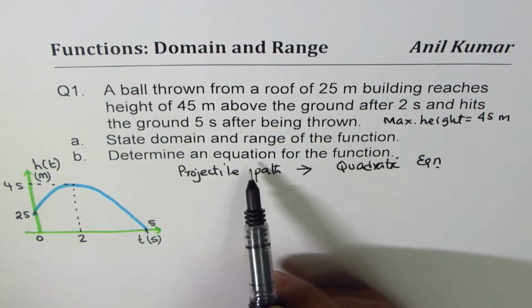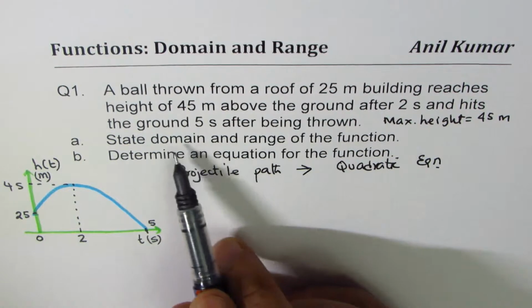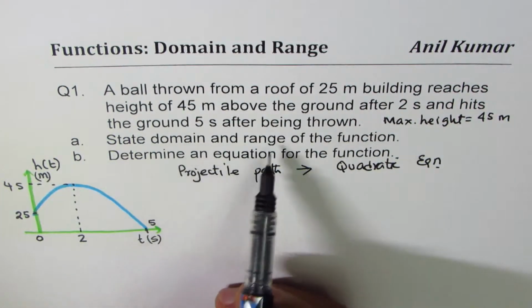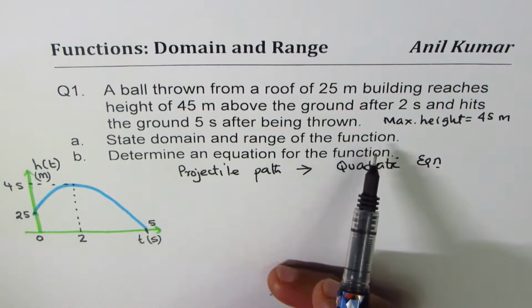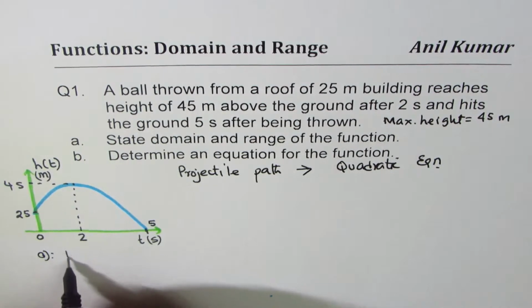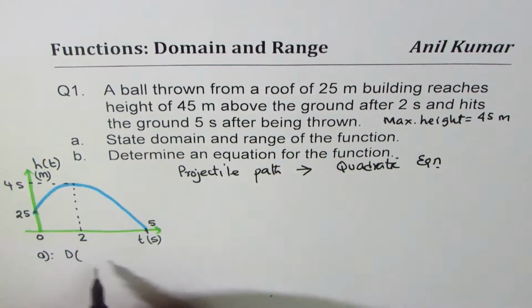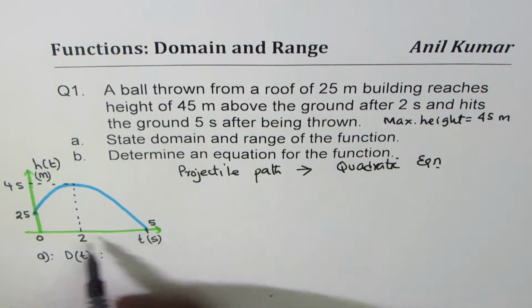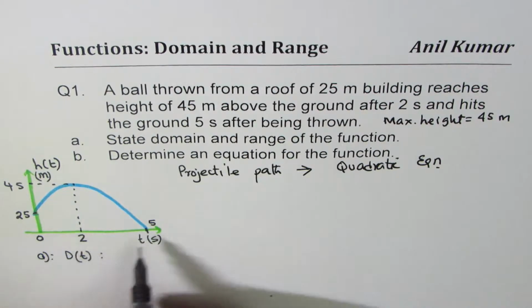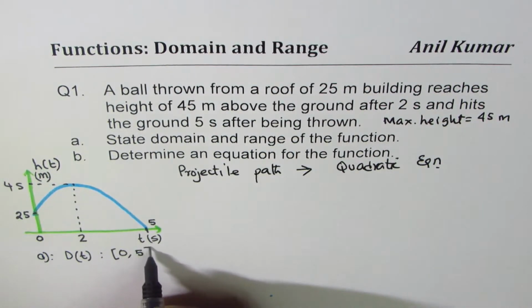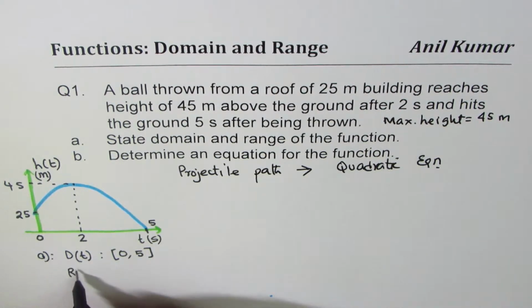I'm trying to do part B first. Well, let's answer part A first, and then we'll move on to this. State the domain and range of the function. That's part A, right? So let me answer here, A. What do you think is the domain of this function? The domain variable I've taken as t will be from 0 to 5. Do you see that? That is when the ball is in the air, correct? So the domain is from 0 to 5. Is it okay?